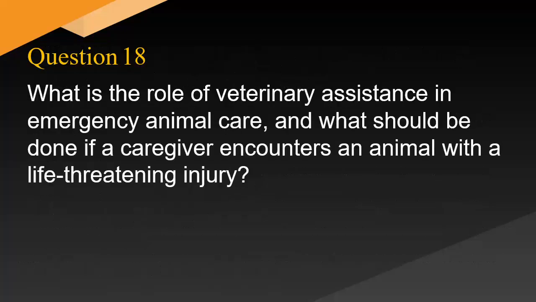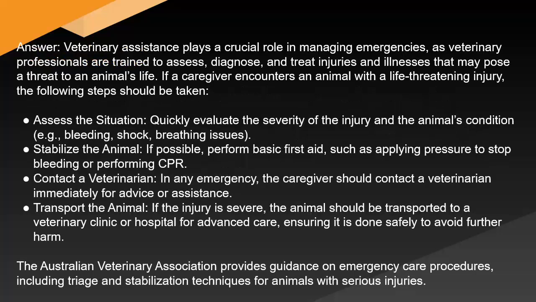What is the role of veterinary assistance in emergency animal care, and what should be done if a caregiver encounters an animal with a life-threatening injury? Answer: Veterinary assistance plays a crucial role in managing emergencies, as veterinary professionals are trained to assess, diagnose, and treat injuries and illnesses that may pose a threat to an animal's life.